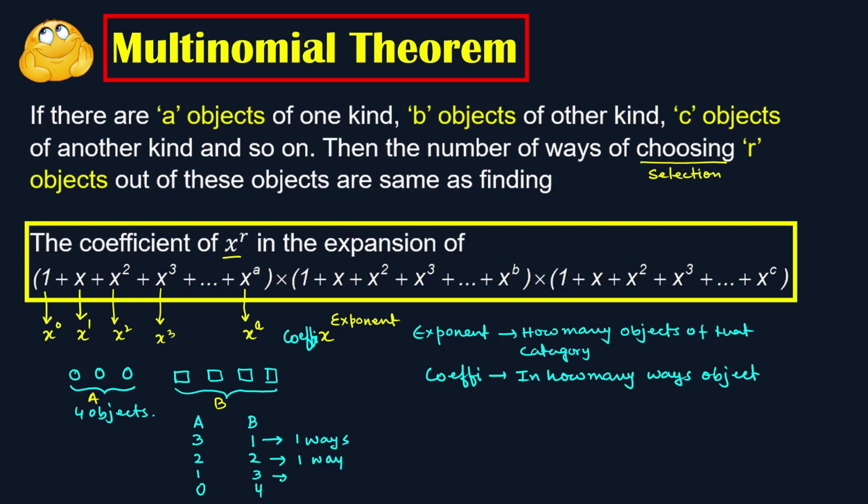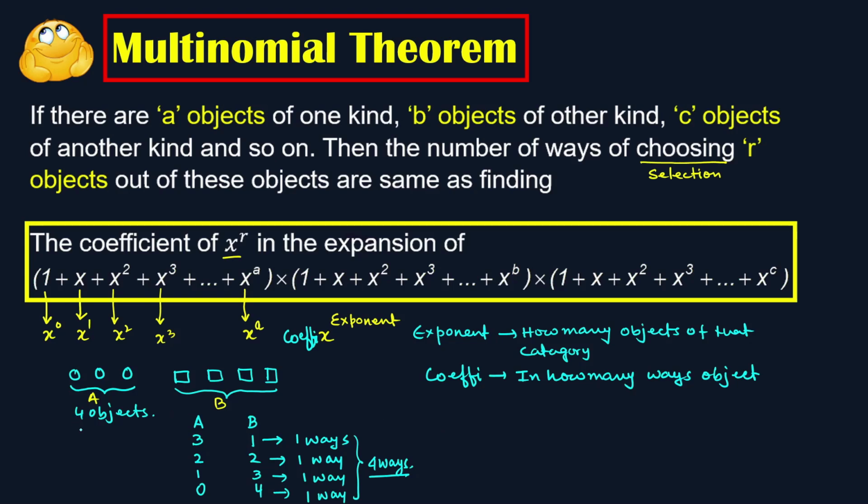Similarly, 1 object from group A and 3 objects from group B, again one way. And the 4th one is again one way. So there are a total of 4 ways of choosing or selecting 4 objects from these 2 categories of objects given to us. Now, let me try to do the same sum by using the multinomial theorem.